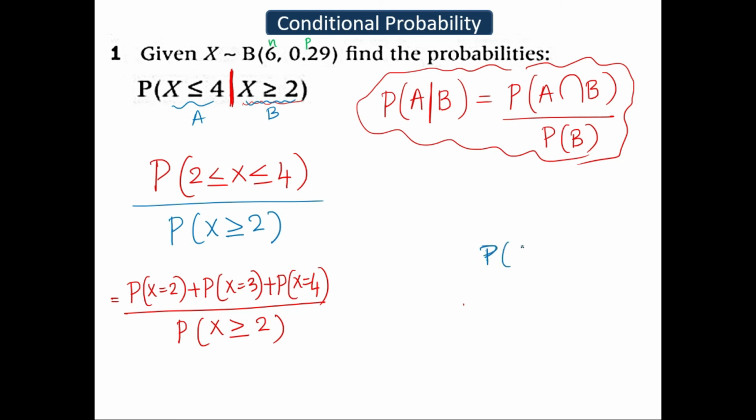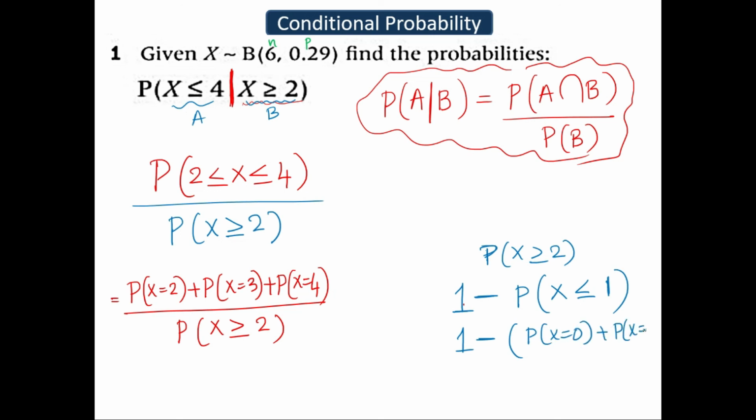Now again, the probability of x greater than or equal to 2 can be found by just subtracting 1 minus the probability of x being less than or equal to 1. That's enough. Or you can just subtract the probability of x equals 0 plus the probability of x equals 1. So this should give you the answer for the probability of x greater than or equal to 2. So use these methods to find the numerator and the denominator and divide them, and you get the final answer.